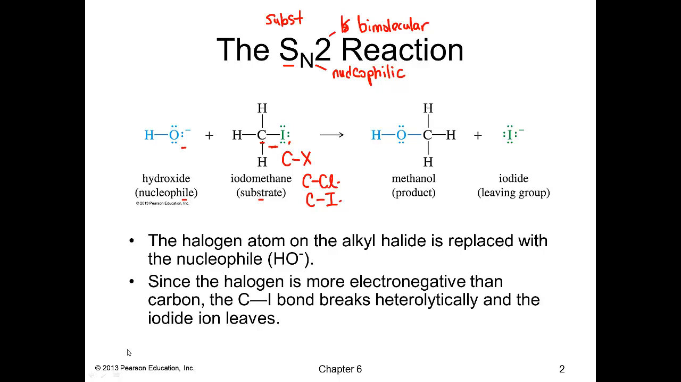Okay, so since this is a substitution reaction, the OH group over here is going to replace the I over here. Okay, so you can see that the OH over here has replaced the I here. Okay, and we give this I a name. It is called a leaving group.